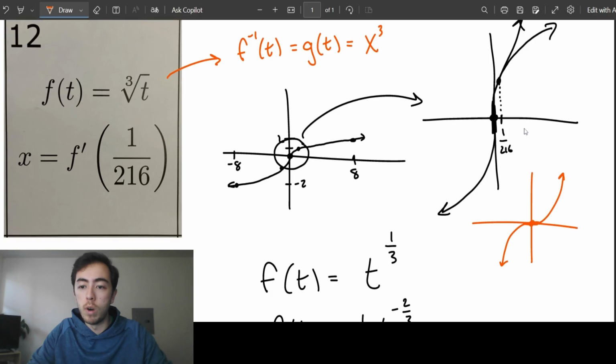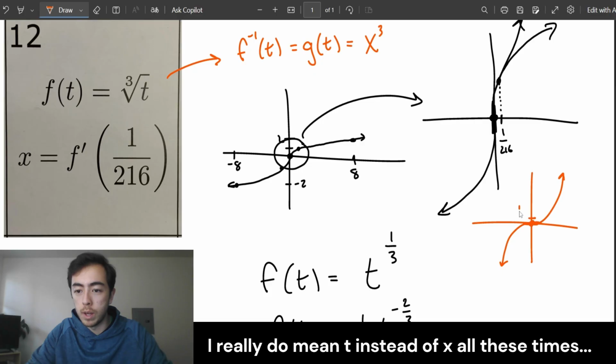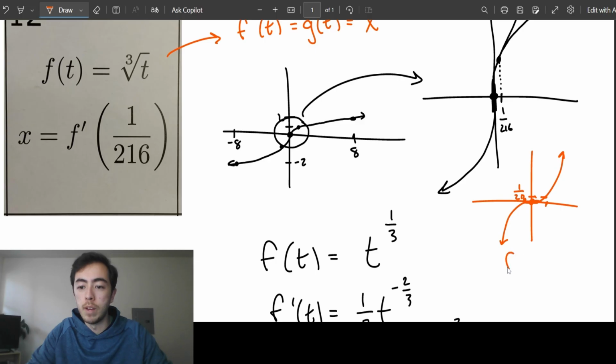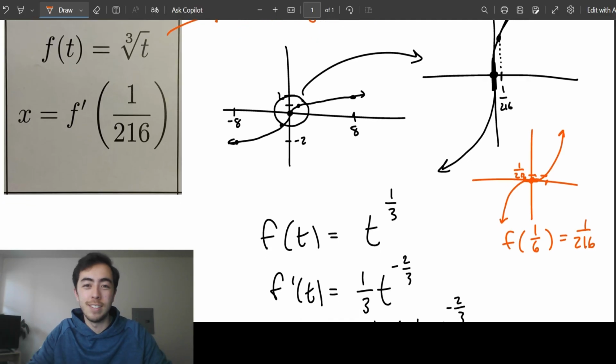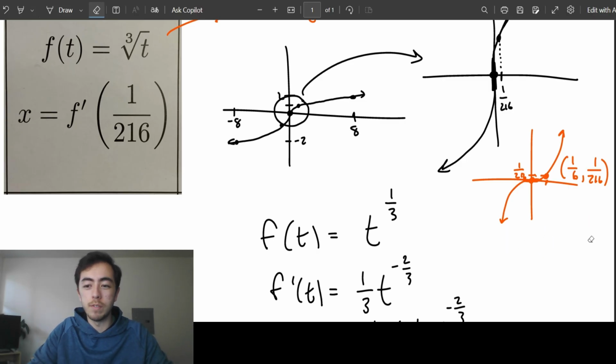This value of 1 over 216 no longer is an x value, but that's going to correspond to a y value right here. And the corresponding x value, we've got to think, well, f of what is going to give us 1 over 216? Well, if we're cubing stuff, then we could take that fraction 1/6, cube that, and again, 6 times 6 times 6 is 216. So if I learn something about the slope of x cubed at this point, 1/6 comma 1 over 216, I'm going to learn something similar about the slope of the original function.